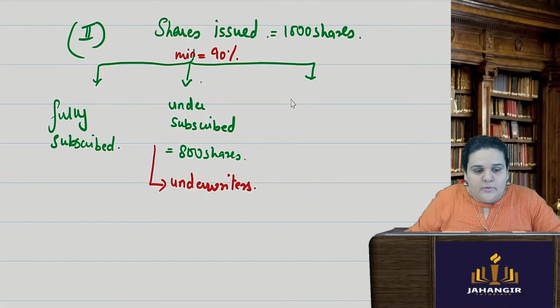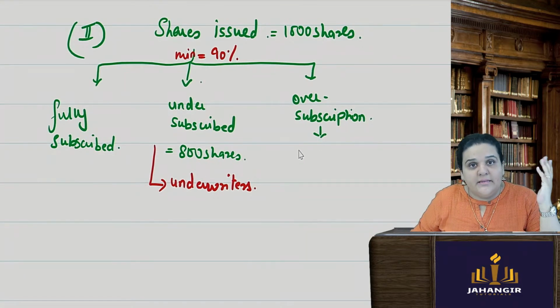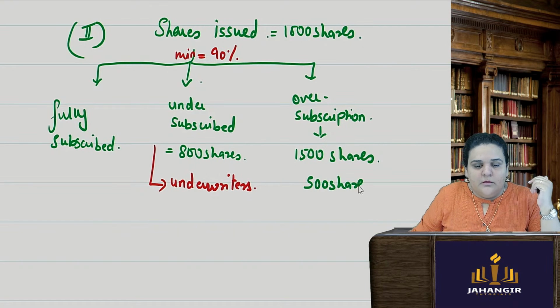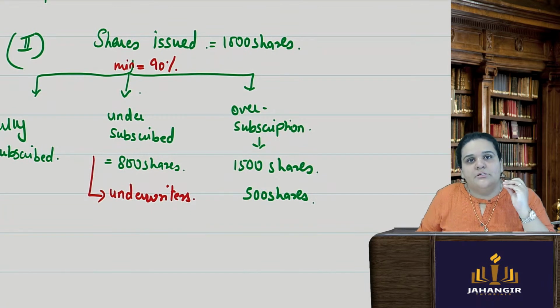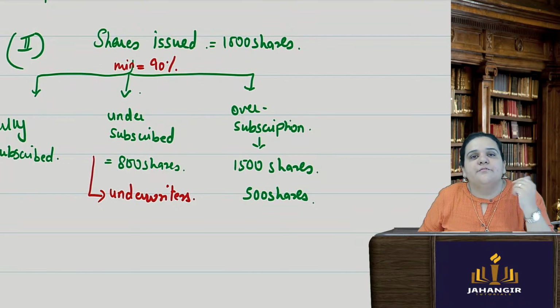And the last one is oversubscription. Your company had issued 1000 shares, but I received applications for 1500 shares. Oversubscribed by 500 shares. Imagine in a college, the seats are only 100. Can the college give admission to 150 students? Not possible, right? Similarly, the company has only issued 1000 shares, but they have received applications for 1500 shares.